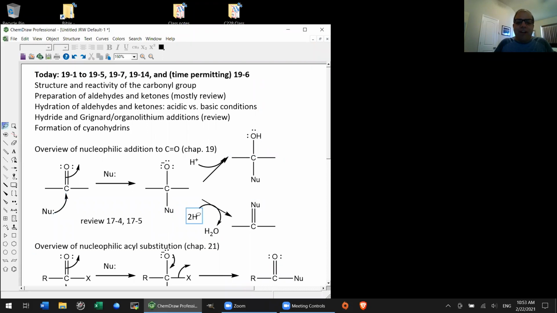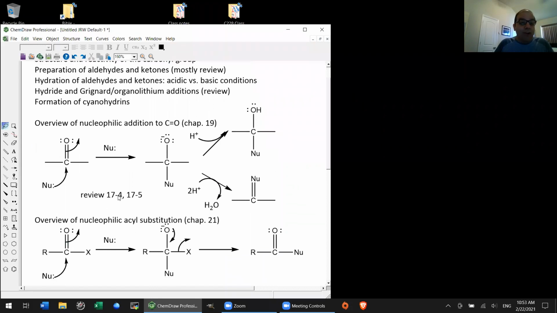But I don't want you guys to focus on those details. And I know it's difficult to not focus on details. I'm just trying to give you a general overview of chapter 19. And we're going to be making references to a lot of things in chapter 17. There's a fair bit of review in this chapter as well.